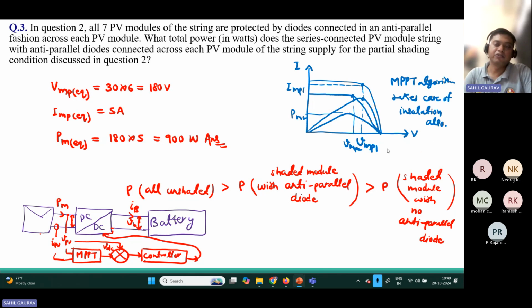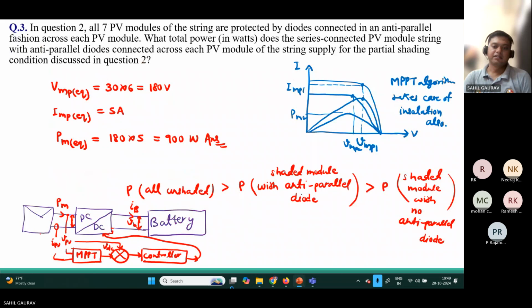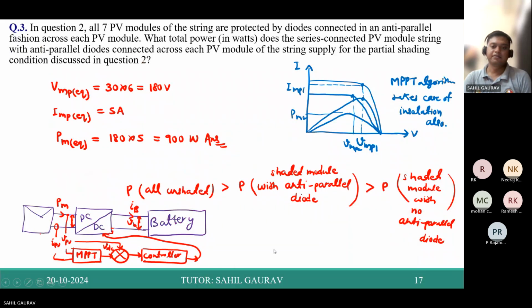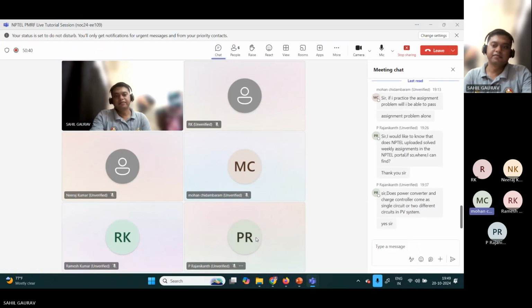Rajnikant, what you have a doubt about? If your insulation changes, then the voltage you are setting across this PV also gets changed, so the power you are expecting from the PV also gets changed. Rajnikant, are you able to get it or not?